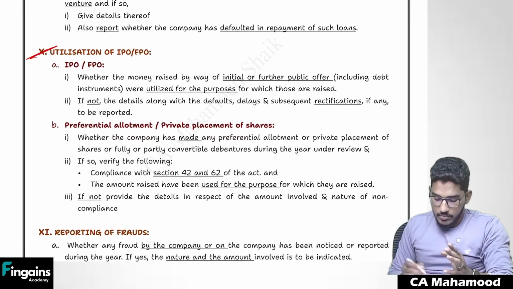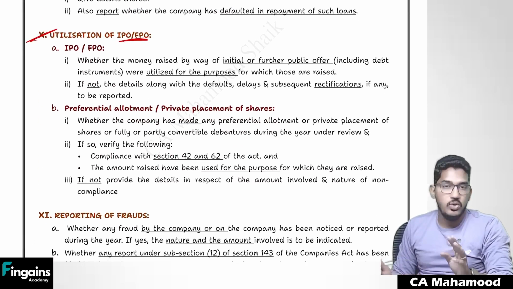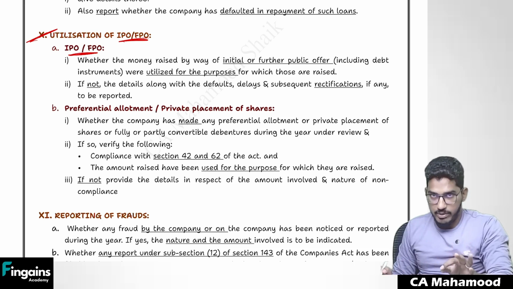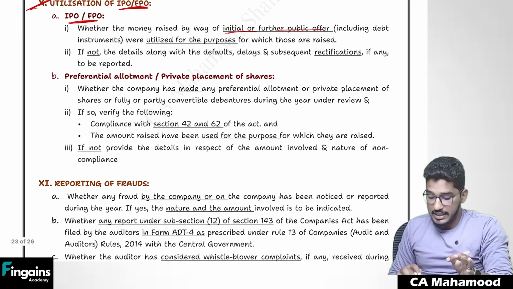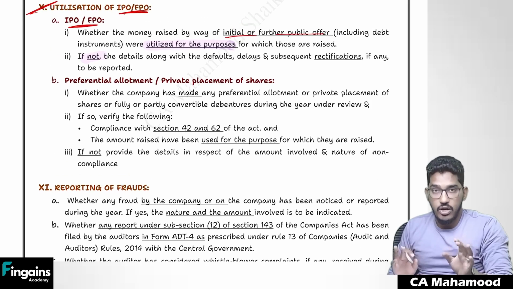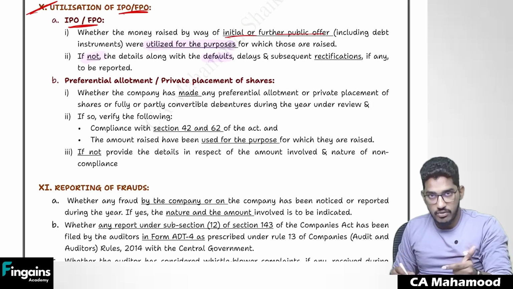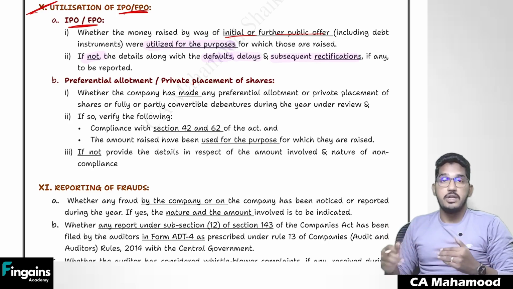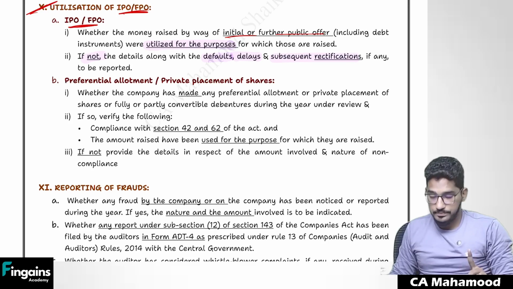Next point, the 10th point, is regarding utilization of IPO and FPO. Sir, what is this? In case your client company has made an IPO or FPO, they will tell the purpose in the prospectus for which they are raising the money. So I need to check whether the money they have raised by way of IPO or FPO has been utilized for the purpose they have stated. In case they have not used it for the said purposes, I have to report any default, any delay, or even any subsequent rectification. That means initially they misused it, later they compensated. Even those subsequent rectifications I have to report.